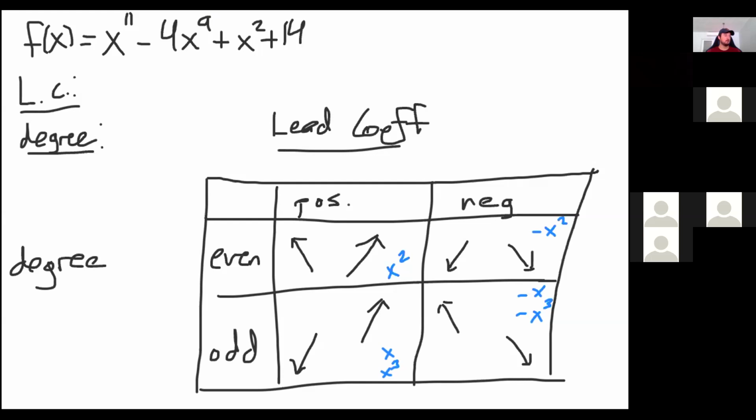Five, 3, 2, 1. All right, I've got questions for y'all. So make sure you are paying attention and you are ready. So I have written up the function that we're considering for this question on Poll Everywhere. Again, it's x to the 11th minus 4x to the 9th plus x squared plus 14. I want to know from someone, what is the degree of this polynomial?